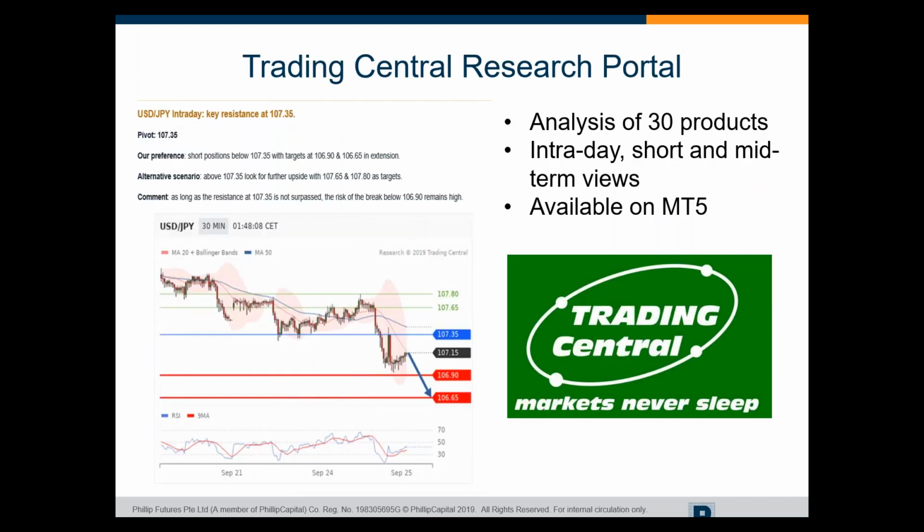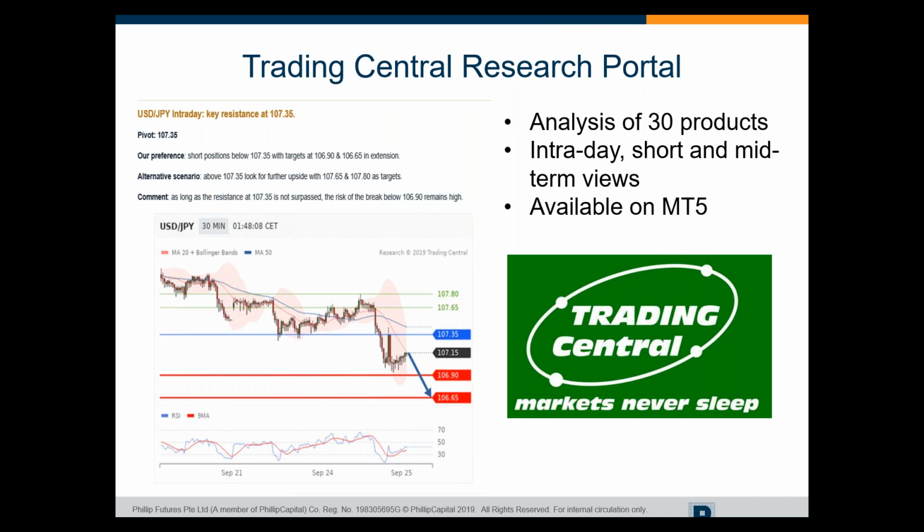Apart from the help that I provide to my clients, Phillip Futures also has its own help for its clients, if you want more views or more trade confirmation. The first one is a technical view called the Trading Central Research Portal. They do analysis on about 30 different currency pairs, some intraday, some short term, and some mid term. This is available on MT5, or otherwise they will send their reports by email at least once a day, sometimes even more.